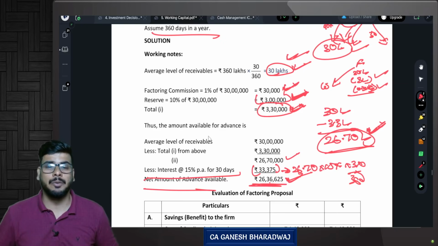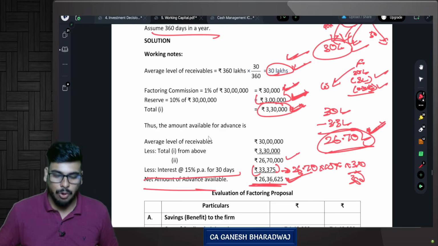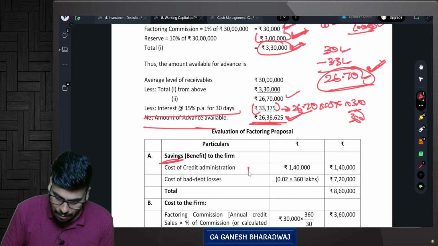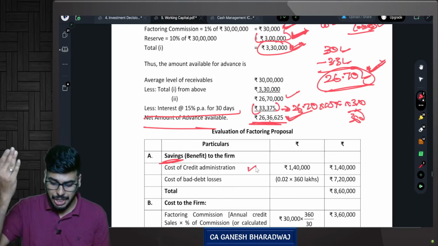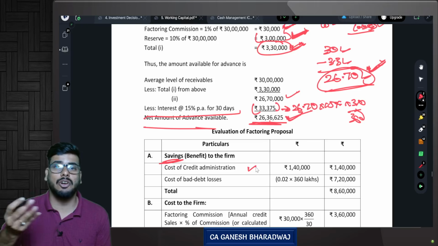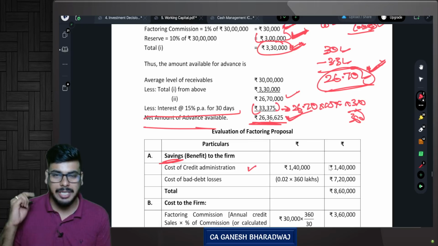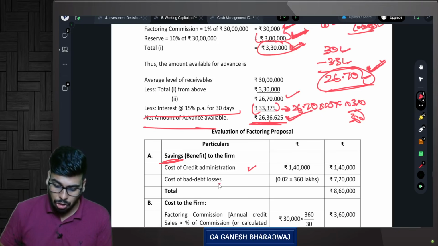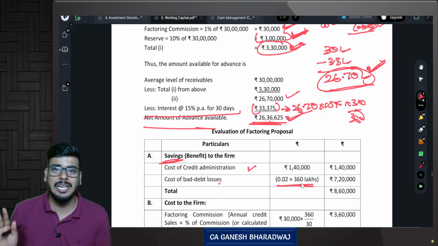Are you clear with this? Yes. Now, because the company goes to the factor, what is the benefit? Benefit number one, the company can save on what? The cost of administration. They had given all this fax and all this admin staff, and all 1,40,000 I can save. Then the company can also save what? The cost of bad debts. So 2% on annual sales is generally my bad debts.